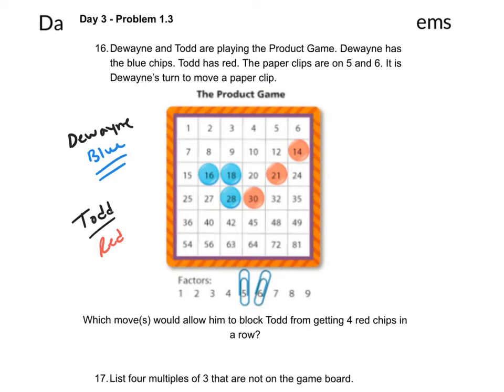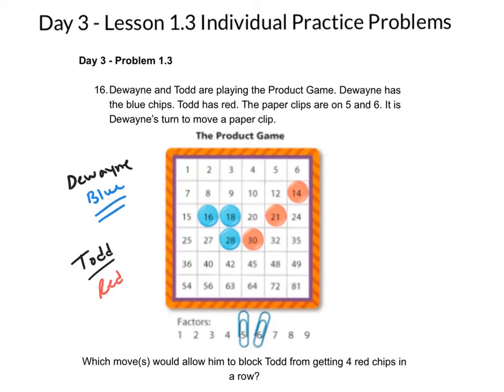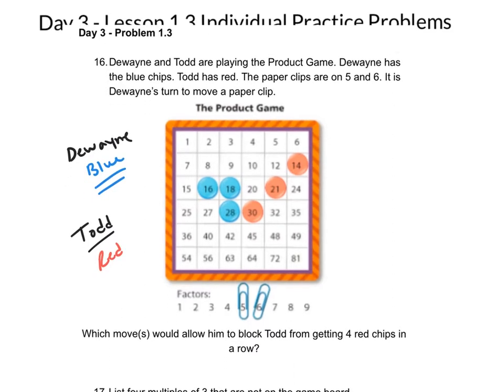Hello, these are day 3, problem 1.3, individual practice problems. I'm going to go through some solutions. Now remember, in math, you may arrive at the answer a little differently than your teacher or your mom and dad. That's just fine. So here's the first question.